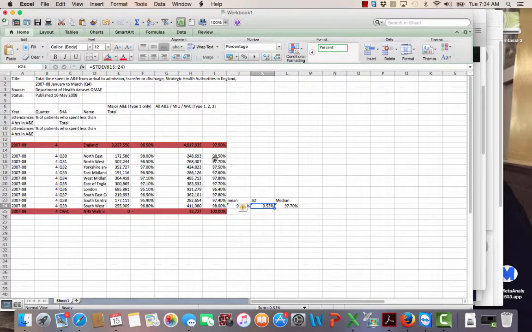So the common errors I noticed were that people either looked at the raw numbers, the actual numbers of people who went in and waited for less than 4 hours, and so pulled basically the wrong information, or they included both the England and the walk-in numbers, which again is exactly not what you were looking for.